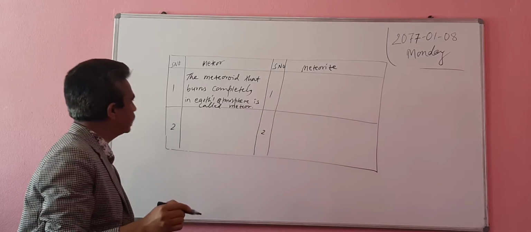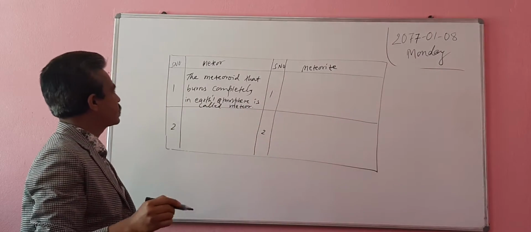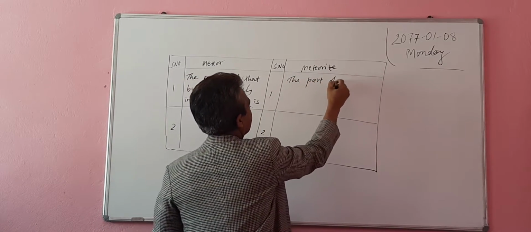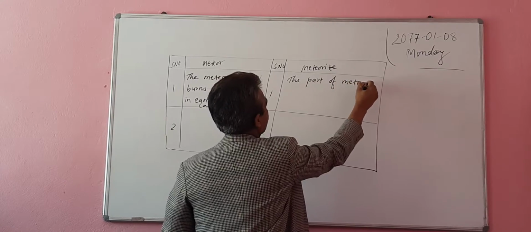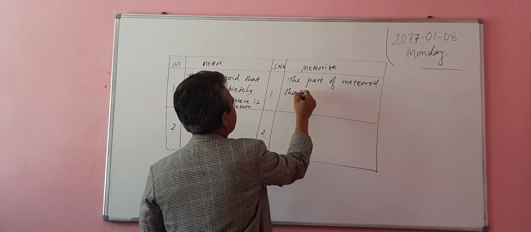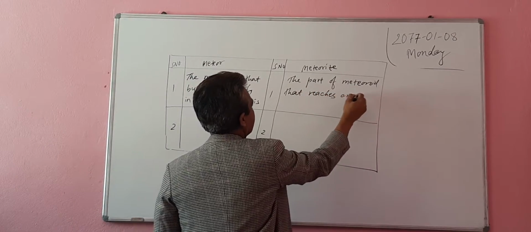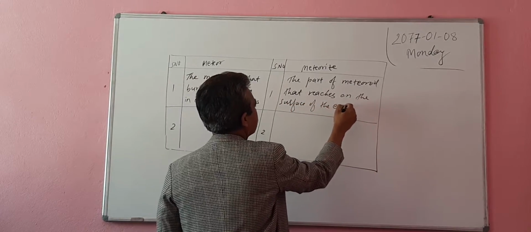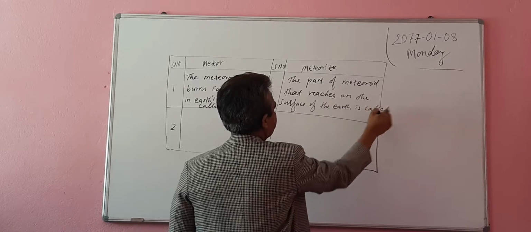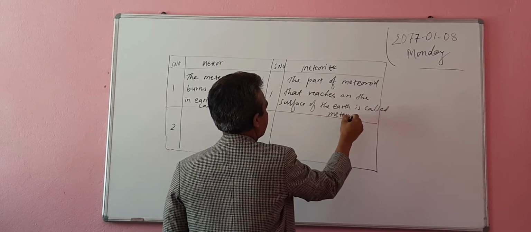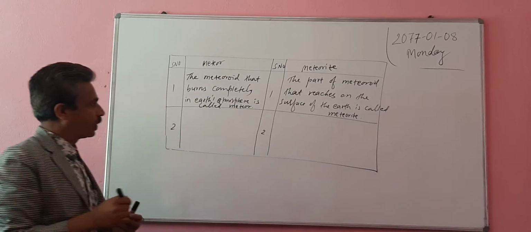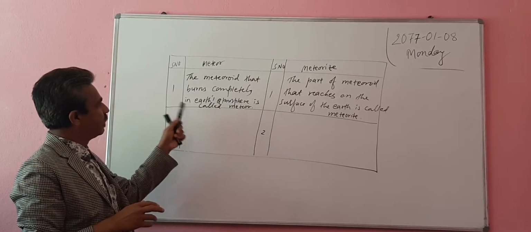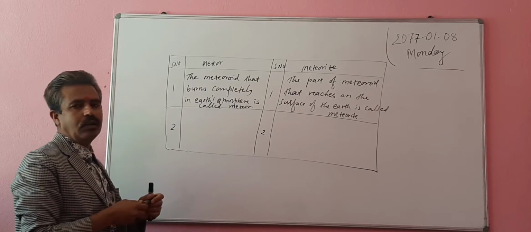Meteor. The meteoroid that burns completely in Earth's atmosphere is called meteor, and the part of meteoroid that reaches on the surface of the Earth is called meteorite. The part of meteoroid that reaches on the surface of the earth is meteorite. The meteoroid that burns completely in Earth's atmosphere is called meteor.